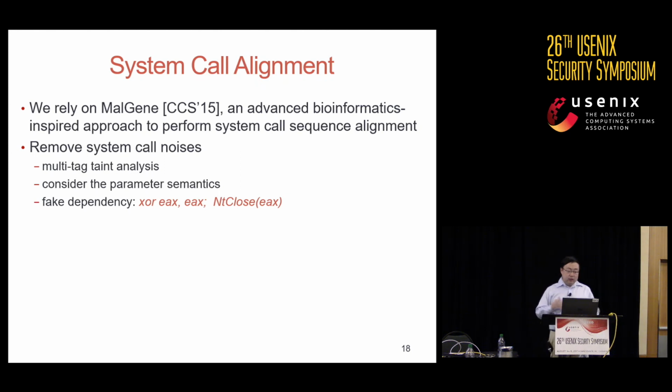In addition, we also consider the parameter semantics. For example, here we show a fake dependency: XOR EAX, and the value of EAX is passed to NtClose. The parameter of NtClose is an integer. However, we also consider the parameter semantics: we know the parameter of NtClose should point to some device that is already opened, and not some constant value, so that we can filter out these fake dependencies.